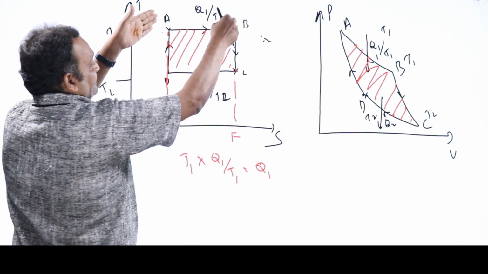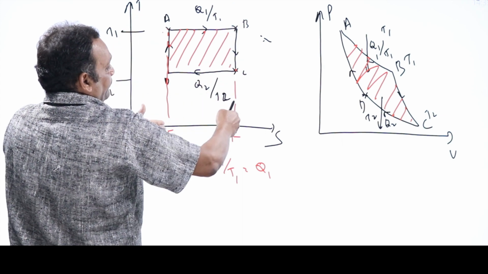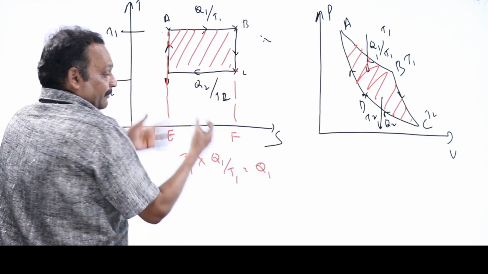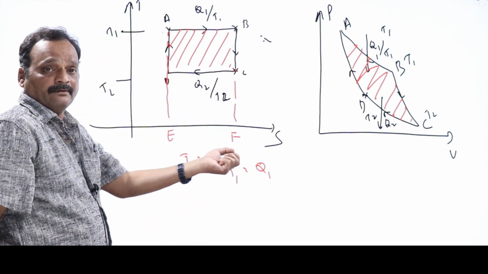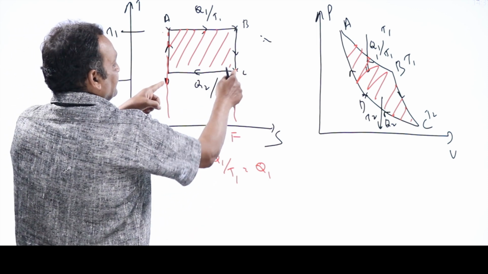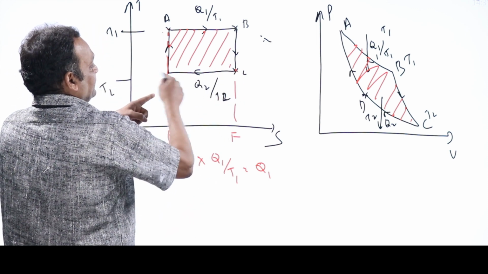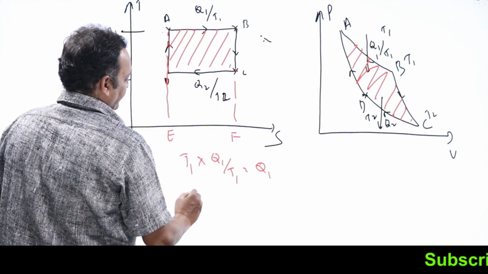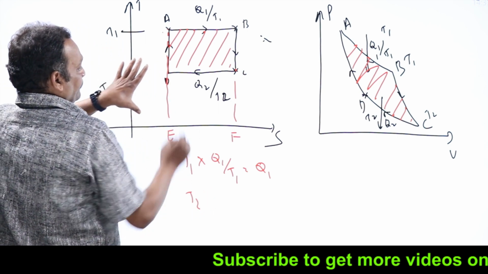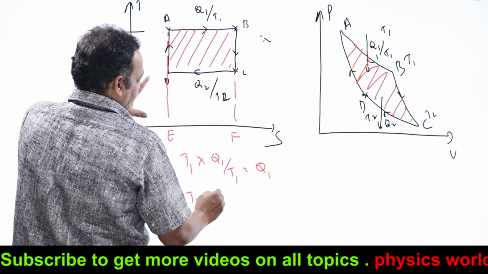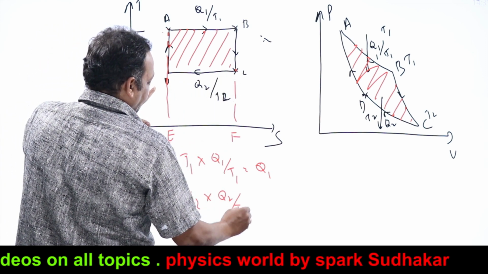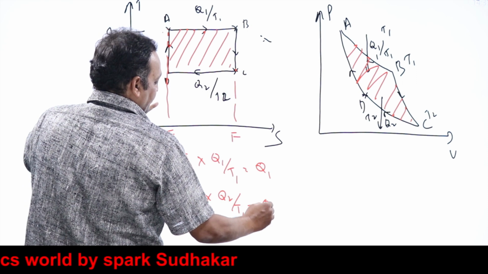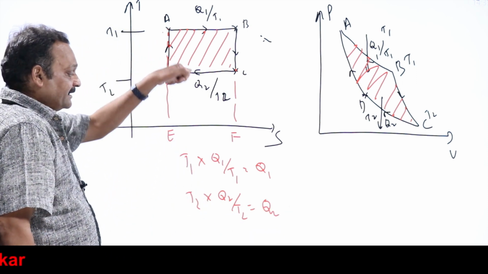What is the area under the curve AB? It gives you the amount of heat extracted from the source, that is Q1. Now, what is this area? This area is nothing but CD into DE, that is T2 into Q2 by T2. T2 and T2 get cancelled, so this is Q2. What is Q2? Heat rejected into the sink.